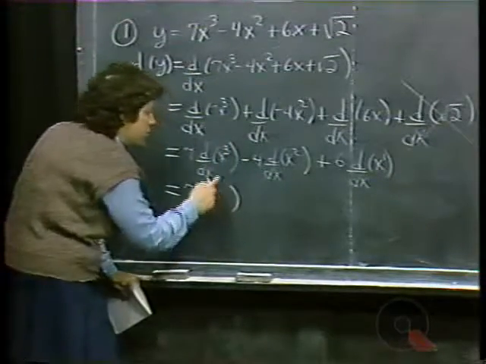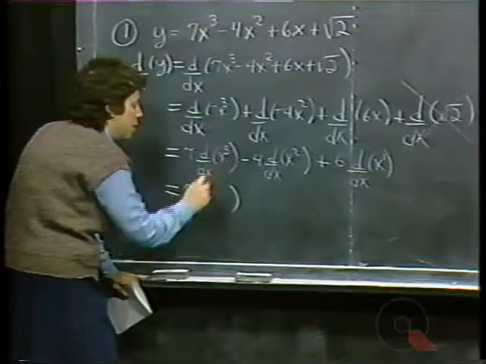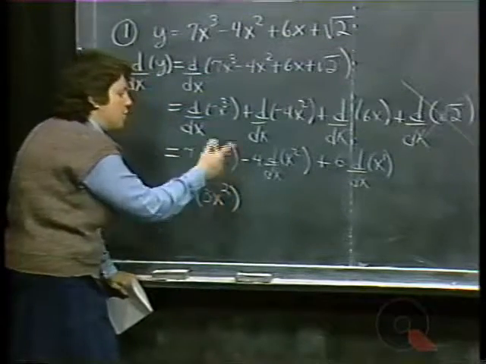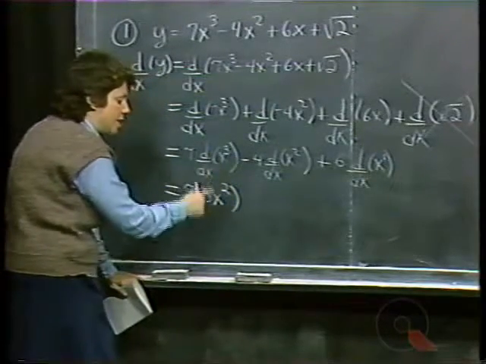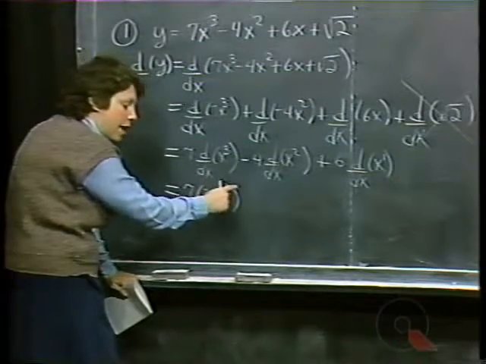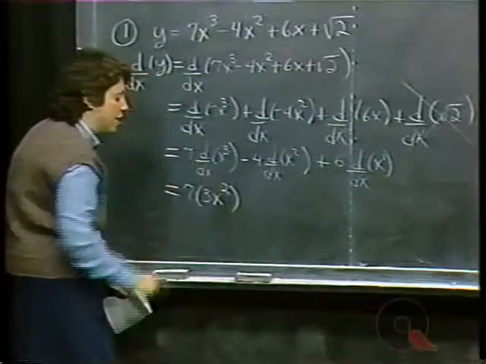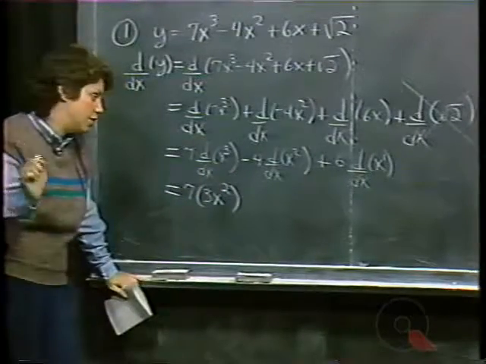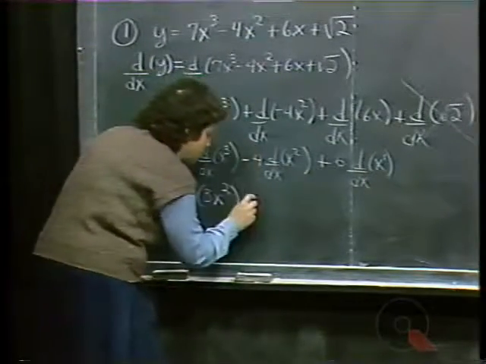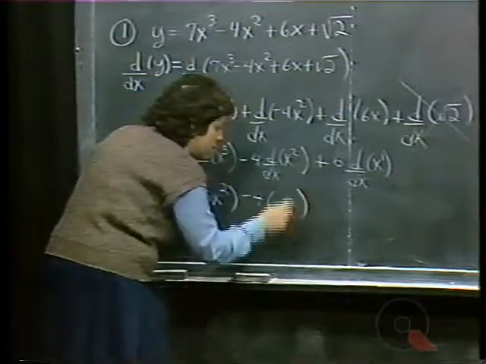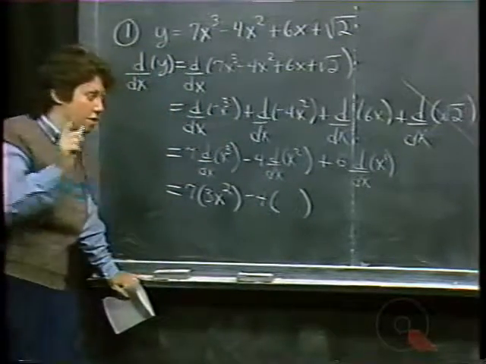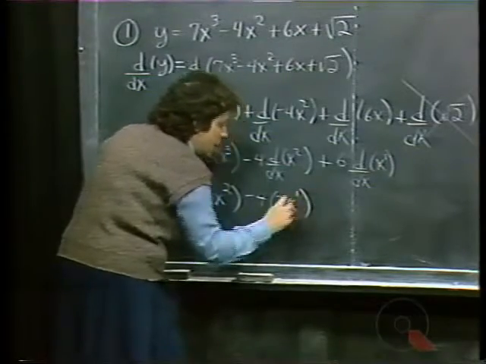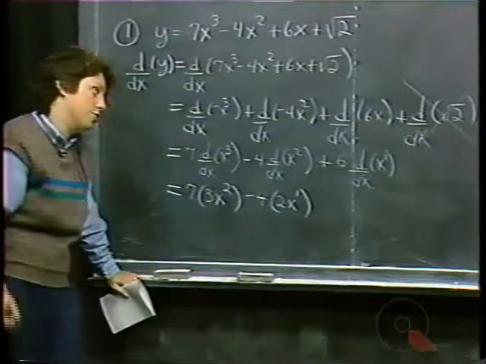According to Rule 4, the derivative of x to a power is the power times x to the 1 less power. The derivative of x cubed with respect to x is 3x to the 3 minus 1, 3x to the second power. Okay, so the derivative of x cubed with respect to x is 3x squared. Now, minus 4 times the derivative of x squared. The derivative of x to the second power is the power times x to the 1 less power, 2x to the first, or 2x.